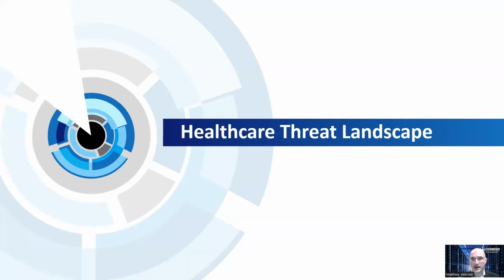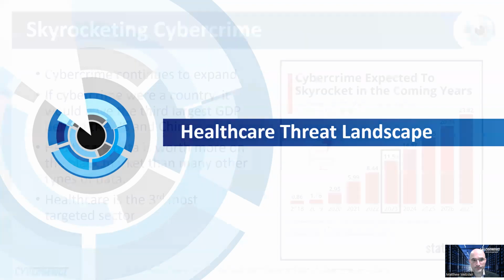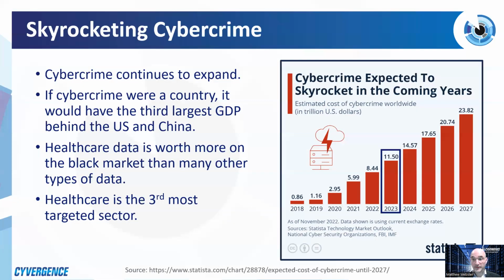Let's take a look at the healthcare threat landscape. It's going to give you a clear idea what's going on. Now, for those of you who have seen my threat landscape report, what you're seeing here is the same thing. It's got a little bit of a twist, but in 2023, we hit 11.5 trillion in terms of the amount of cybercrime that's going on. It's continuing to expand. This year in 2024, we're going to hit 14.5 million. So this is getting more and more serious when you look at the threat landscape.